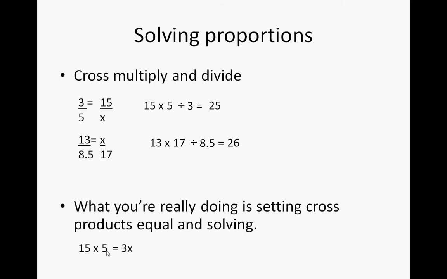Earlier we said that cross products must be equal for the proportion to be true. So what we're doing is we're assuming this proportion stays true, and then we set the cross products equal and solve for x. When you solve for x, you have to divide this side by 3, but anything you do over here, you have to do over here, so you have to divide 15 times 5 by 3. But that's just what we did up here. We did 15 times 5 divided by 3. So an easy way to remember how to set the cross products equal is to just cross multiply and divide.